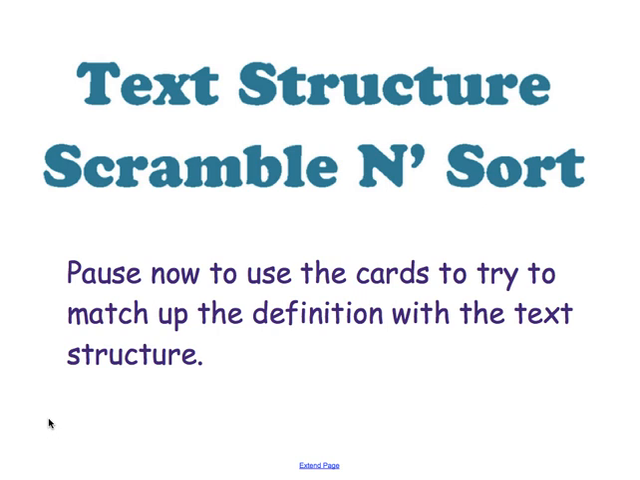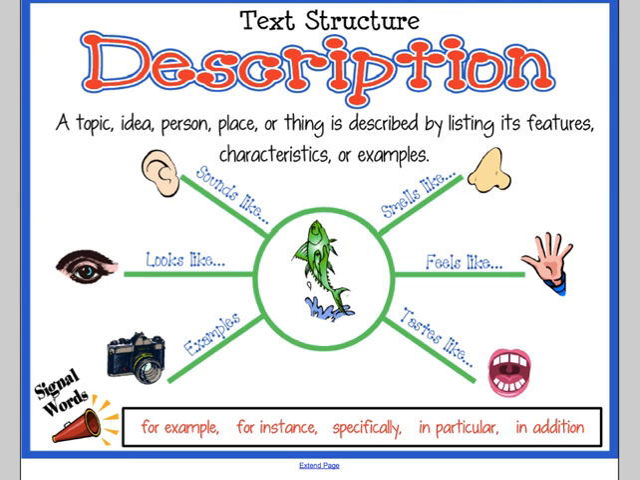Okay, so now you're back, so you must have lined those up. I'm going to tell you about each text structure now, and your job is to look at your cards and see if they're lined up correctly. The first text structure we're going to talk about is description. This is when a topic, idea, person, place, or thing is described in the writing. They do this by listing its features, characteristics, or examples.